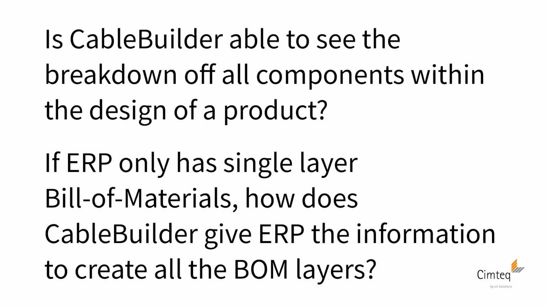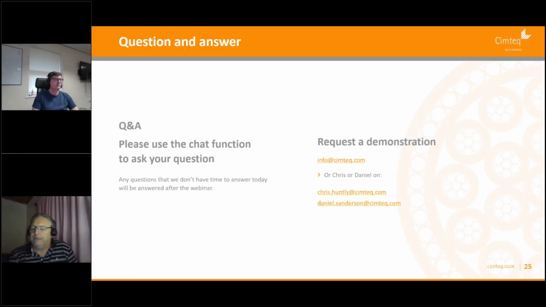Is CableBuilder able to see the breakdown of all components within the design of a product if the ERP system only has one layer bill of materials? How does CableBuilder give the ERP system the information to create all the BOM layers? So that sounds like a flat bill. A flat bill is one design code with multiple operations in it. Within CableBuilder, you can design as flat bill or subassembly. Subassembly is a unique code per single operation. Flat bill is multiple operations in one code.